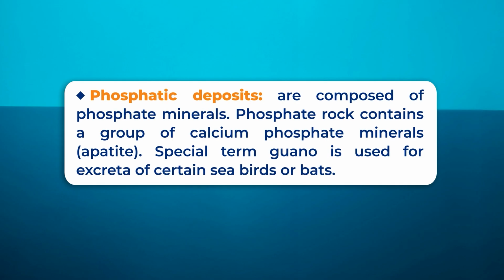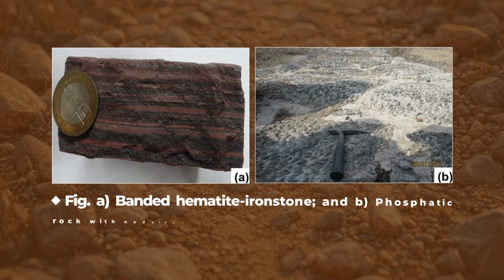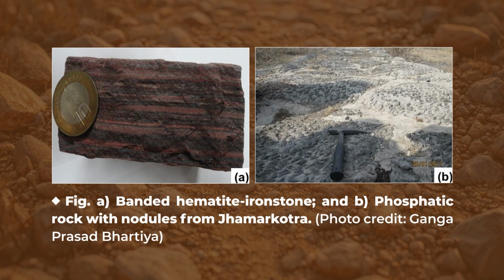Phosphatic deposits are composed of phosphate minerals, and phosphate rock contains a group of calcium phosphate minerals, for example apatite. There is also a special term known as guano, which is used for excreta of certain sea birds or bats, and these are phosphatic deposits. Here you can see the photograph of a hand specimen of banded iron deposit, and also photographs of phosphatic rocks with nodules from Jamarkota. These are the field photographs.